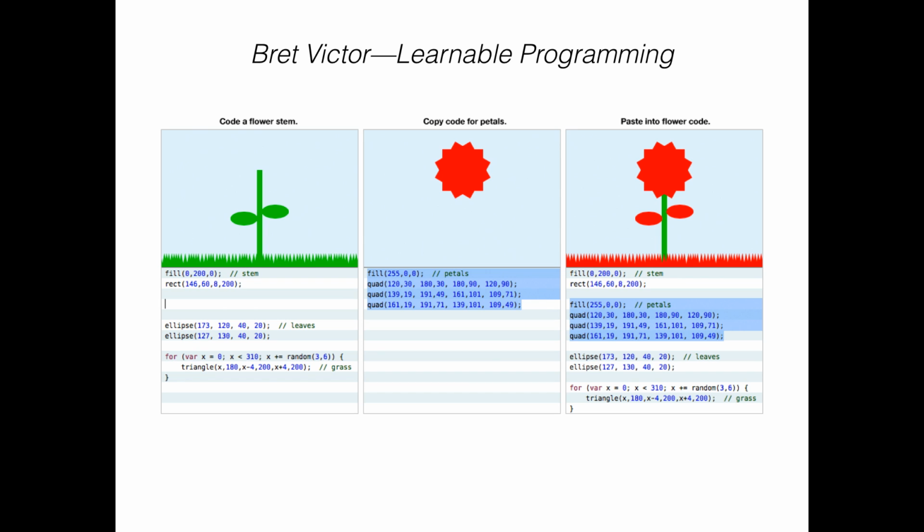So here we have our nice flower stem. Here's the code for that. Here we have our petal. And we now want to compose these two. So we just take this code and we paste it in here. Well, what happens is that the leaves and the grass turn red. And why is that? Well, in an imperative program, these lines get executed step by step. So we fill, and then we draw the thing, and then we fill, we draw the stuff here, and then we never fill back to green again.